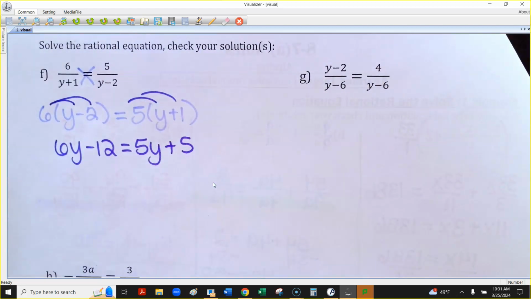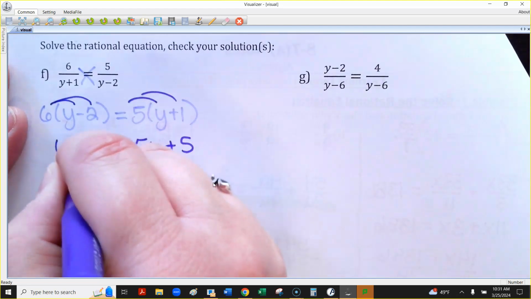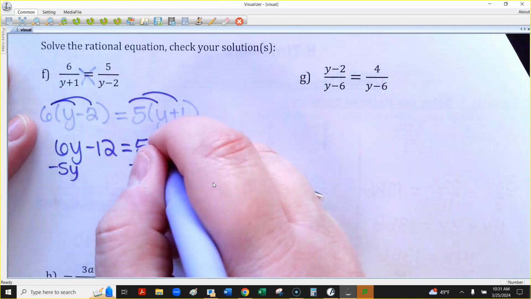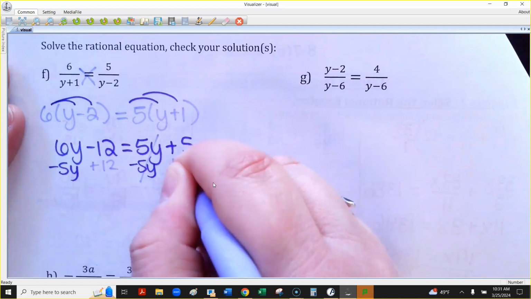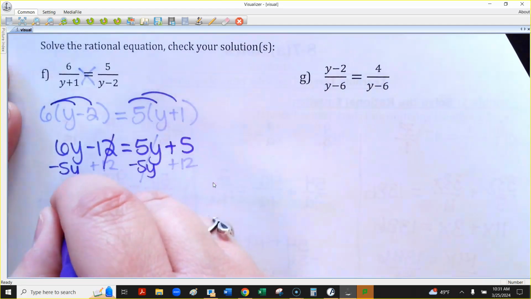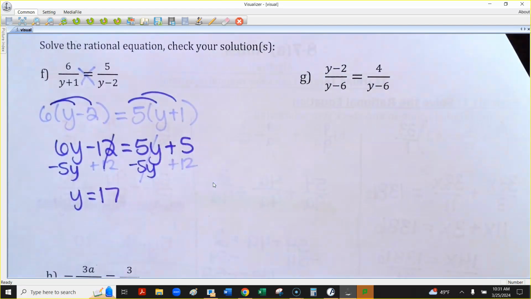Now, if I'm solving this, totally up to you. I like to try to keep my variable positive if I can, so I'm just going to do 2 steps in one. I'm going to subtract 5y, that'll get all my variables on the left. And let me just add the 12 in the same step, because I didn't leave a lot of space here. So we'd end up with just 1y and then equals 17. And I don't have to do anything else.